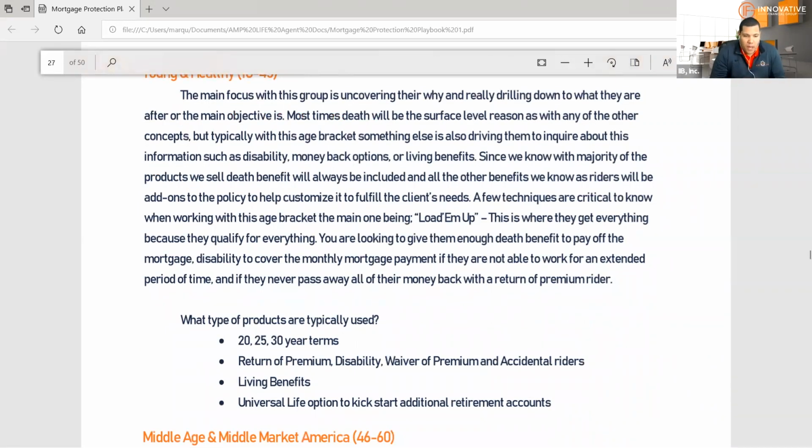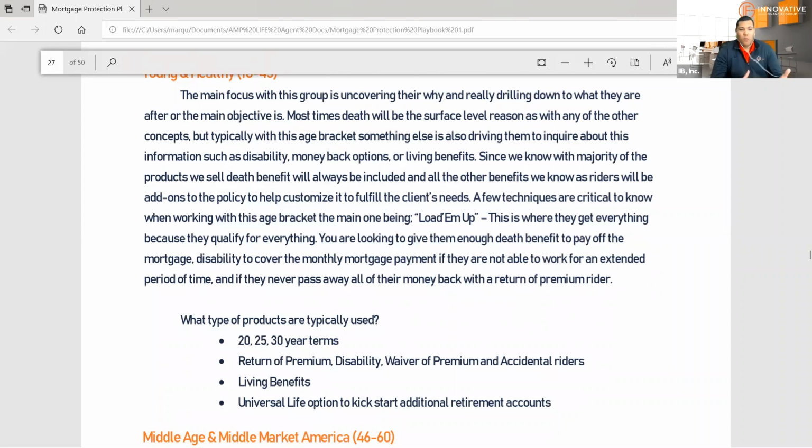Other typical products for ages 18 to 45, you're looking at 20, 25, and 30-year term options. You usually look at return of premium, disability, waiver of premium, or accidental death riders, and living benefits. And then for some of the more financially sound, you start gravitating toward universal life options to help kickstart some additional retirement. That could be in conjunction with or separate from a return of premium option. So it all depends on what they're trying to do and where they are financially at that point in life. But this is kind of the good age too.